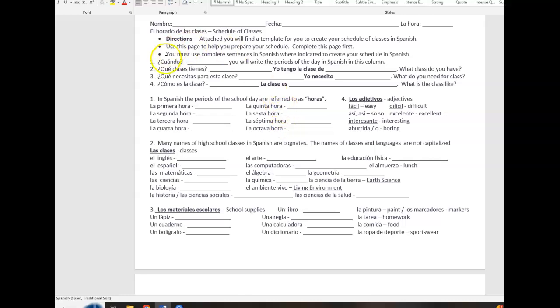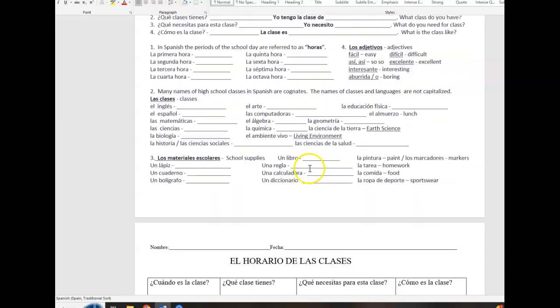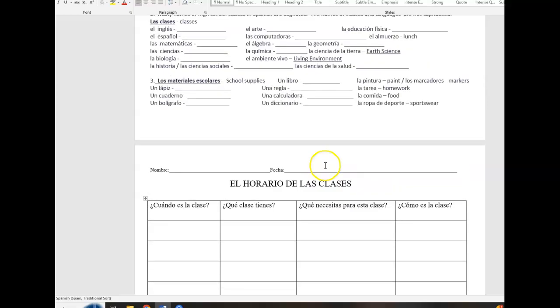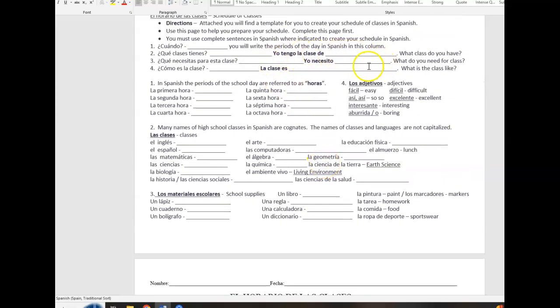So for example, ¿qué clase tienes en la primera hora? What's your first period class? Your response, yo tengo la clase de, refer to your horario de clases. And for example, yo tengo la clase de arte en la primera hora. Yo tengo la clase de geometría en la segunda hora. Yo tengo la clase de inglés en la tercera hora.